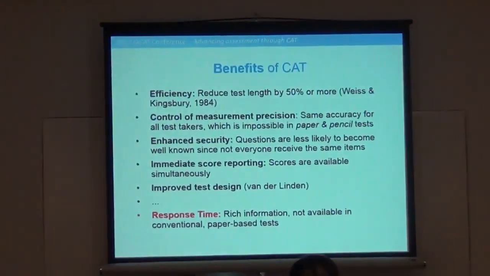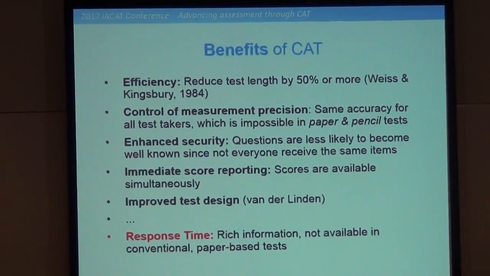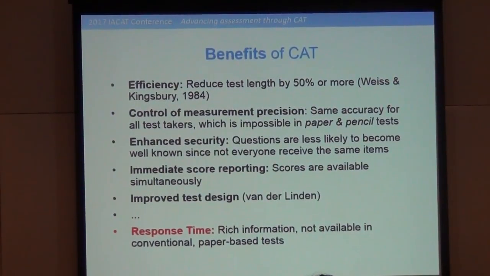First, let's look at the benefits of computerized adaptive testing. Actually, there are a lot of benefits. Otherwise, people won't put so much effort into promoting CAT. Let's talk about some. Research showed that CAT could have a higher efficiency. It can reduce test lengths by 50% or more, and it can have better control of measurement precision. It means the same accuracy for all test takers, which is almost impossible in traditional paper and pencil tests.